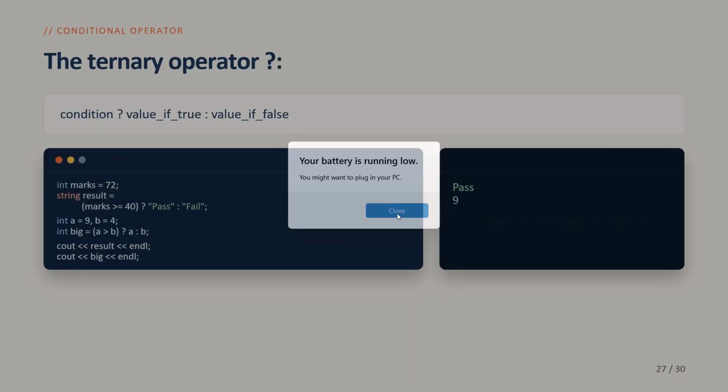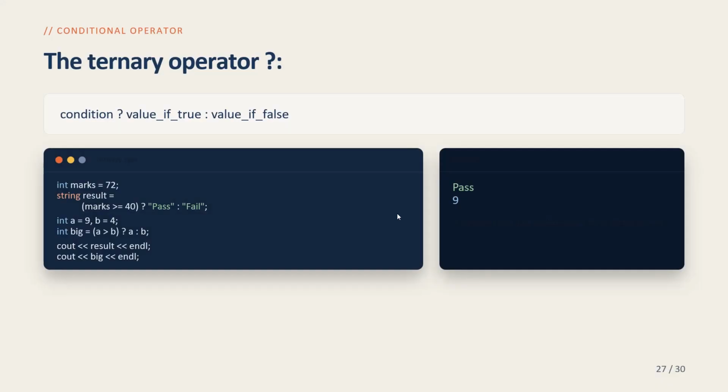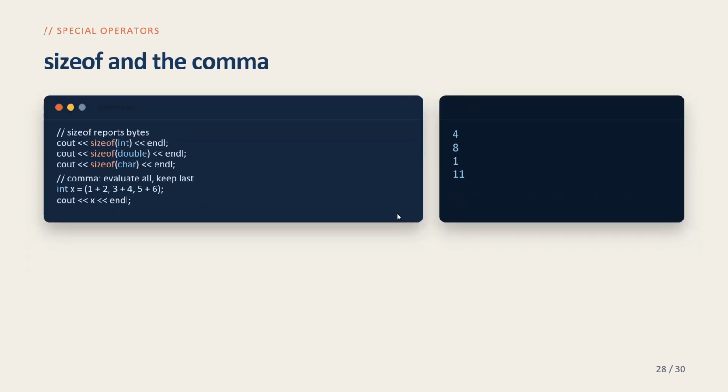And here is the ternary operator. The condition is verified. If the condition is true, the value of the first part of the expression is set, else the value of the second part is set. Here comes the sizeof and comma operator. sizeof is used to find the size of any data type.